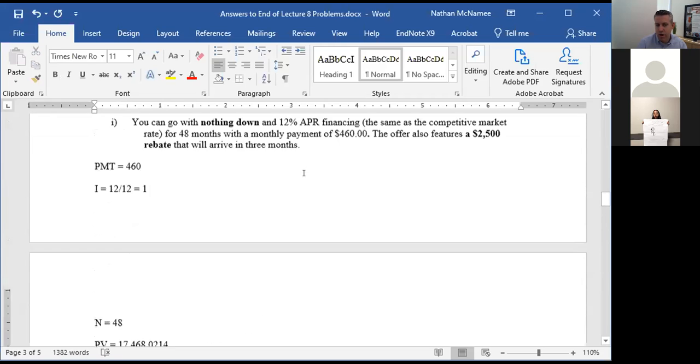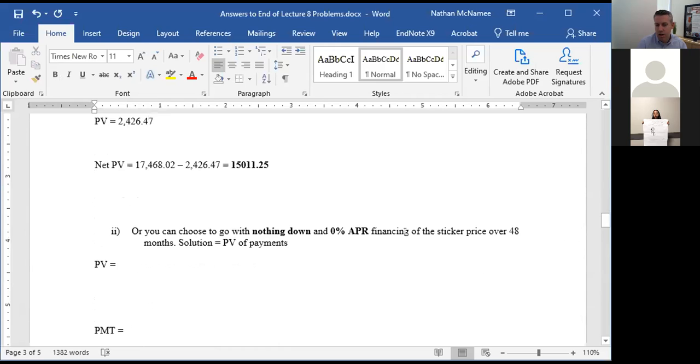Okay, so the first one was more complicated. The second one's easier. We're going to pay the sticker price at 0%. So the present value is the sticker price, because it tells us right there, we're going to pay nothing down, and we're going to have 0% APR financing of the sticker price. So this is our purchase price. Now, in the exam, the questions are going to be a little more clear and easier to understand. But in this case, it tells us that we're going to finance the sticker price for how many months?